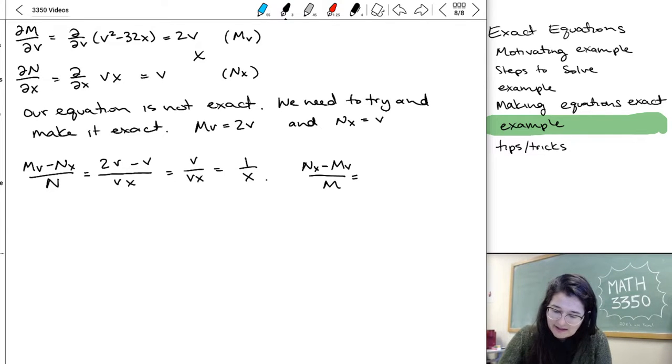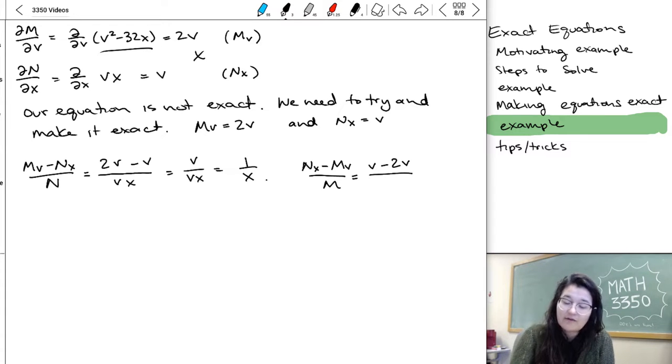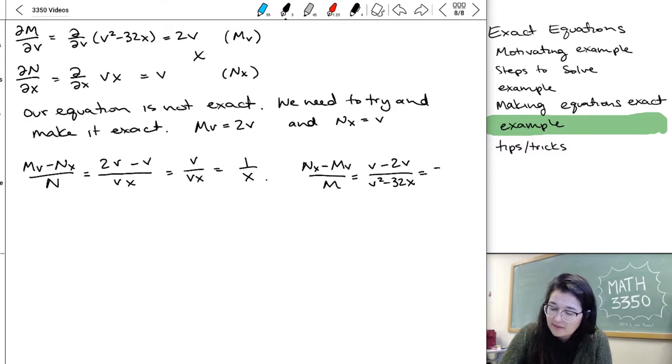So we've got n sub x was v minus m sub v was 2v, but then m was this v squared minus 32x. So v minus 2v gives us minus v, but that's divided by v squared minus 32x, which there's really no way to simplify so that the x is gone. So this quantity cannot only depend on v, and so it doesn't meet that requirement for us to use it in our special factor. So instead, this is going to be the way to go.